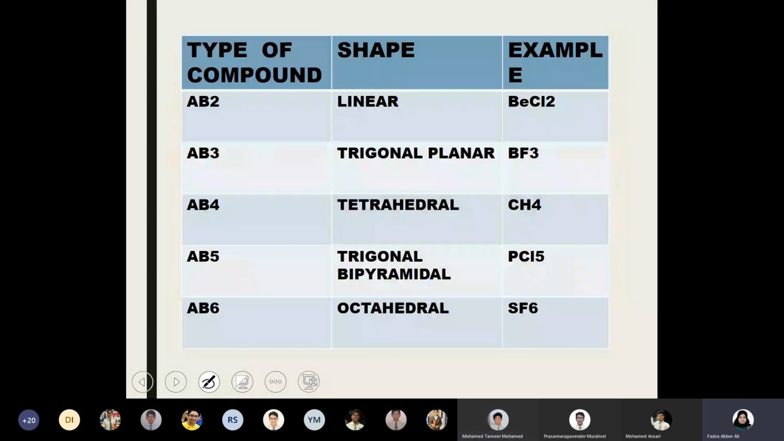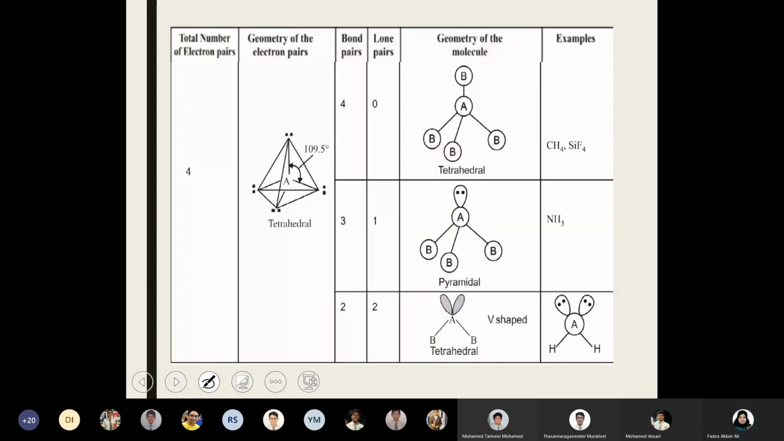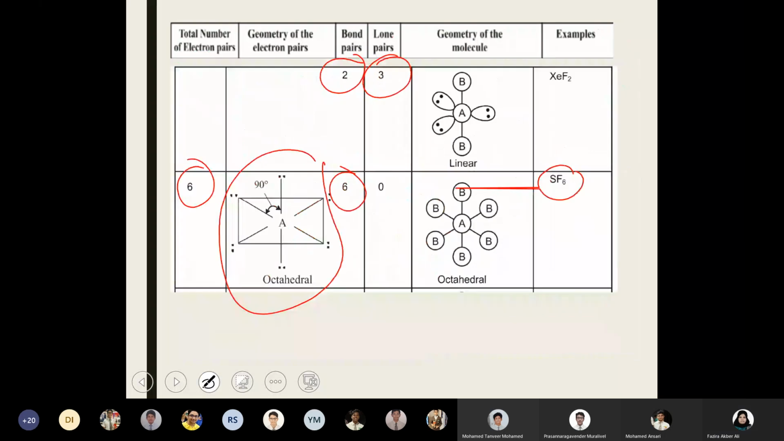This is the basic thing. If you know this, with the number of bond pairs, what is the shape, or you can say the geometry, then from that idea you can predict the geometry or the shape of any molecule. 3 means it is trigonal planar, 4 means tetrahedral, 5 means trigonal bipyramidal, 6 means octahedral. Like that, if you know, then it will be easy.